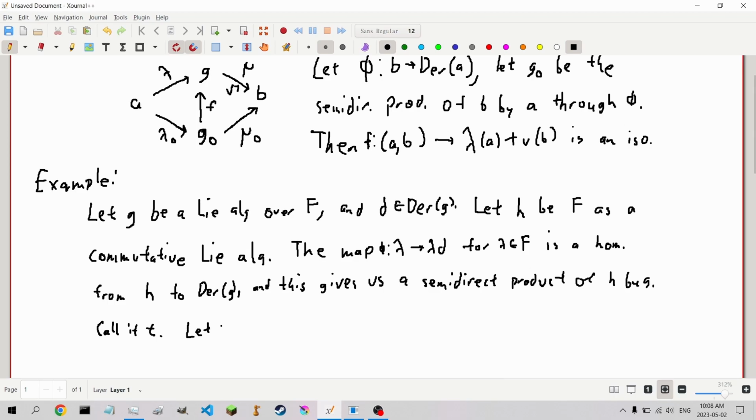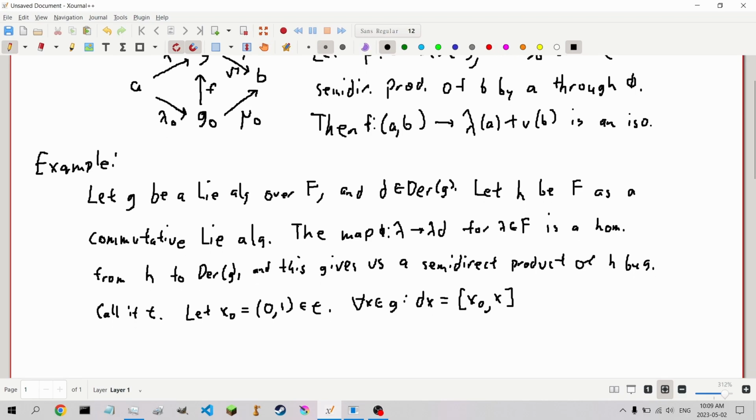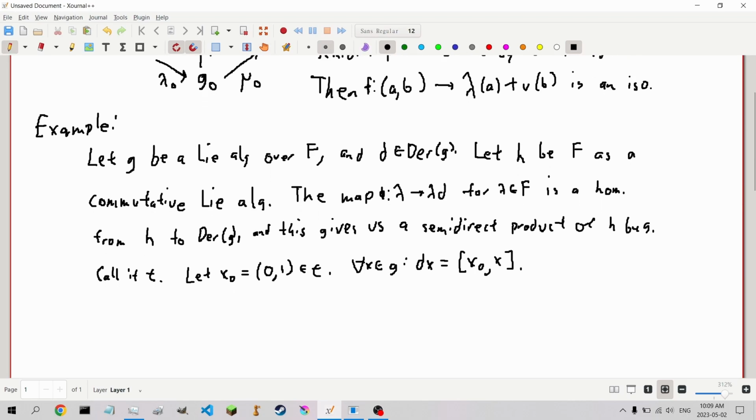Now we're going to let X0 be (0, 1) inside T. Then for all X and G, we get that D of X is the same thing as the bracket of X0 with X. Because keep in mind, X0 under the map phi is just going to give us 1 times D, which is just going to be D. So this essentially, yeah, it should be pretty clear what's going on here.